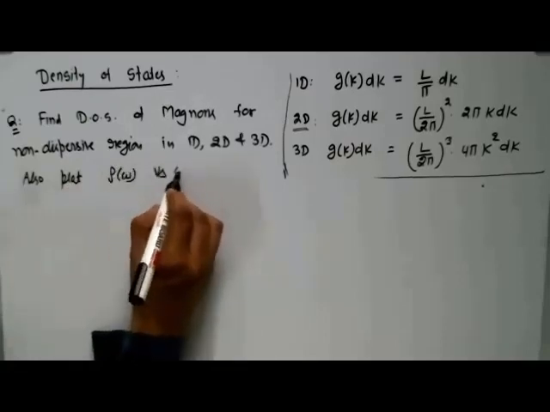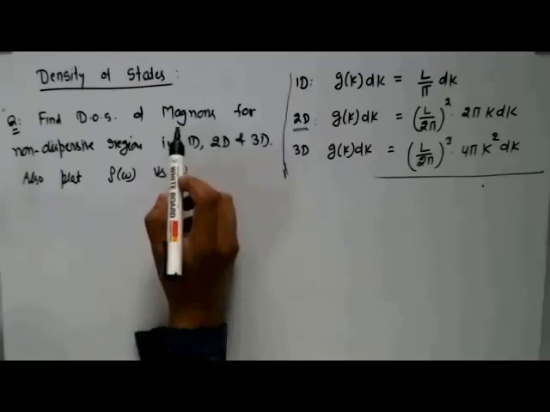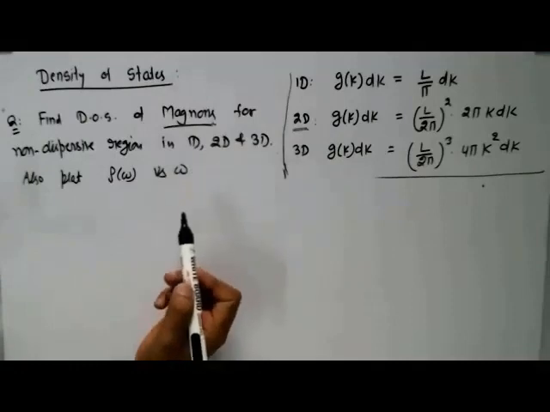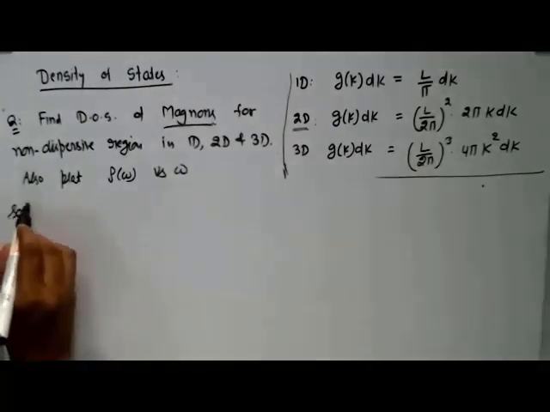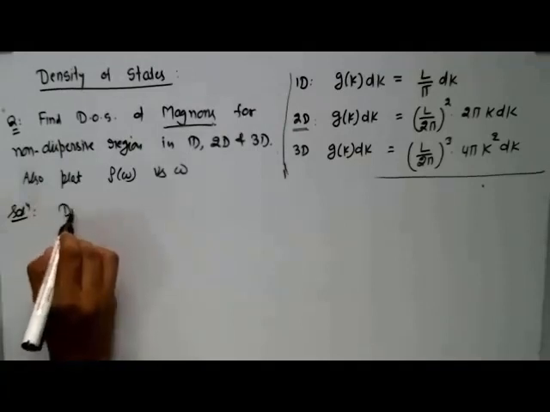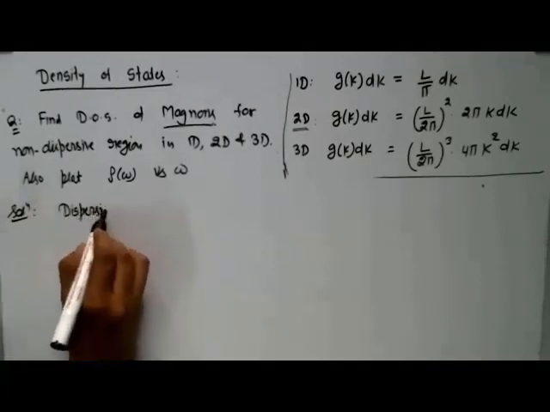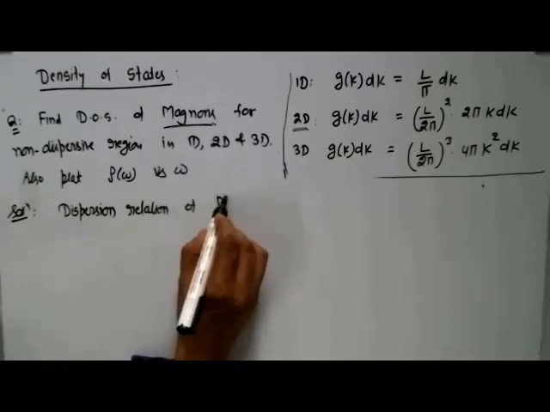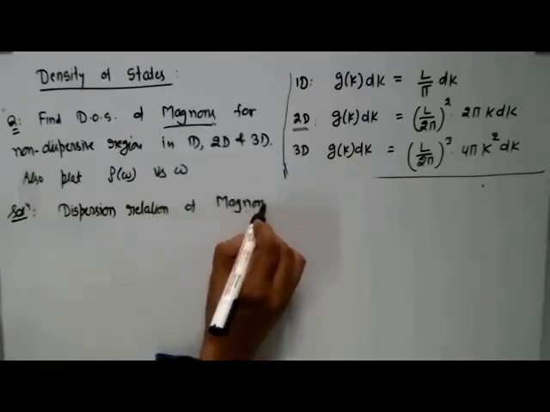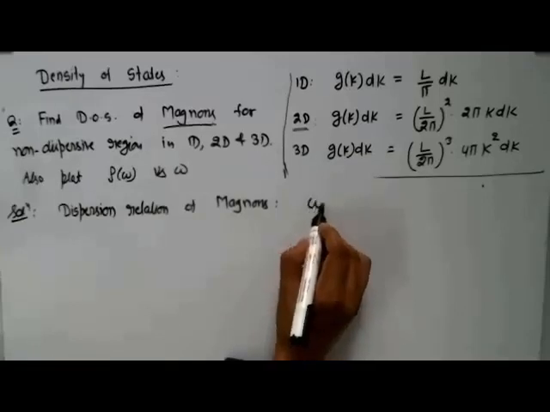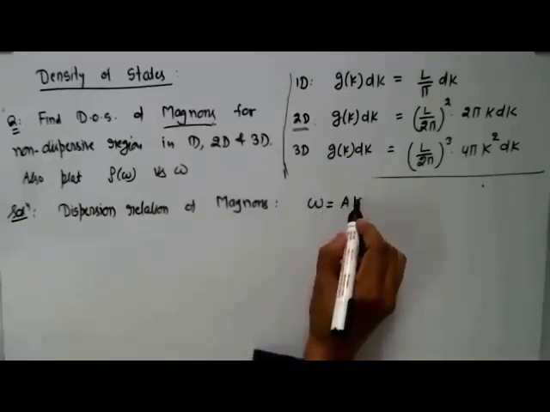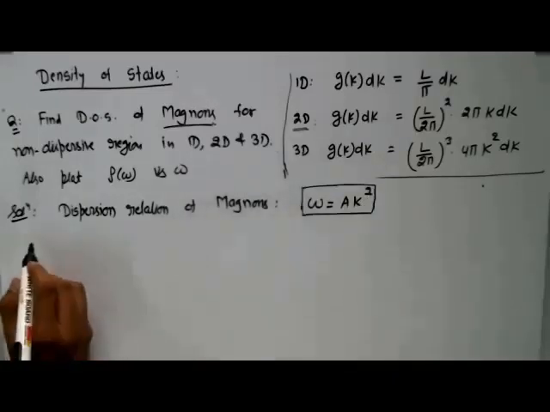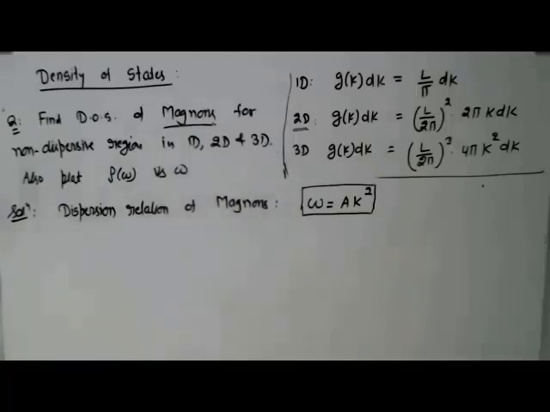rho omega versus omega. Now I already told you about the meaning of magnons, am I right? So magnons are the quanta of the spin waves. So here I can tell you the dispersion relation. So dispersion relation of magnons in non-dispersive medium is equal to omega equals some constant times k square. So again here also I think I can solve for 3D and the rest, 1D or 2D, you can solve.